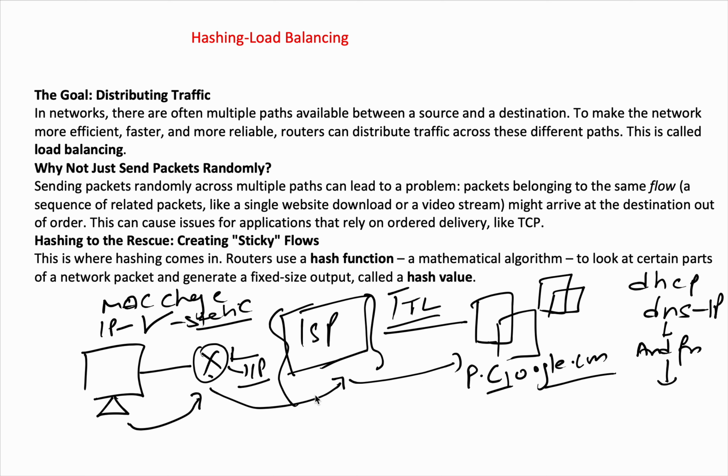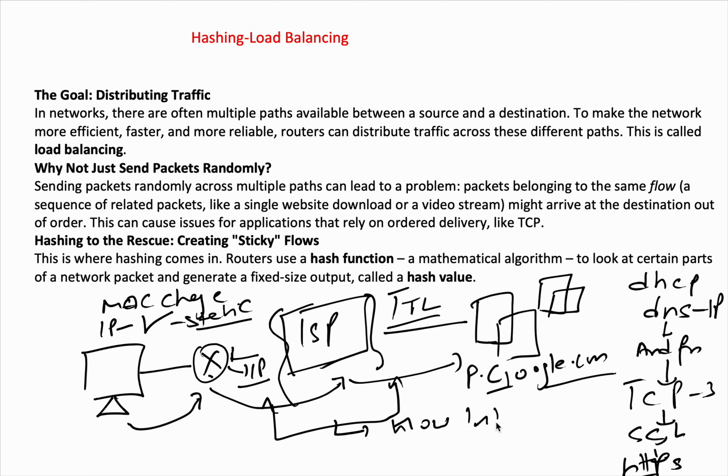Now, once it reaches the Google server, you have a TCP three-way handshake to establish a connection. Then you do SSL to make it secure, and then you have HTTP to fetch the data. Now here, what happens in between? This is the main part. This will tell you how the internet works. This is again very important.